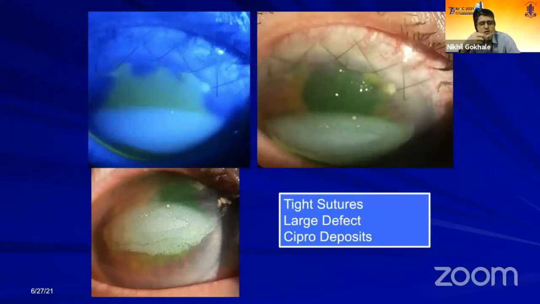This was just a patient who came in with tight sutures, a large epithelial defect, and you can see ciprofloxacin deposit. However, he recovered well once we realized the basic underlying pathophysiology.